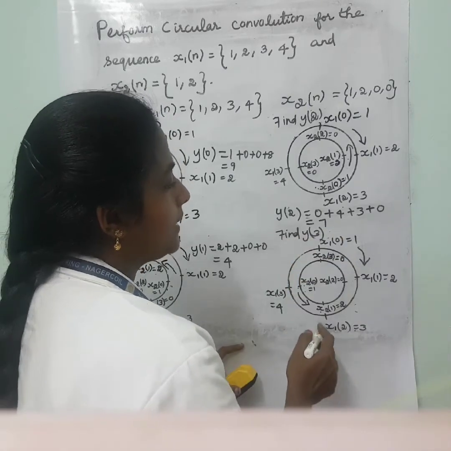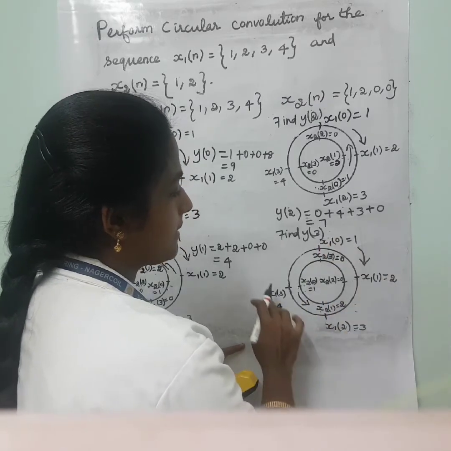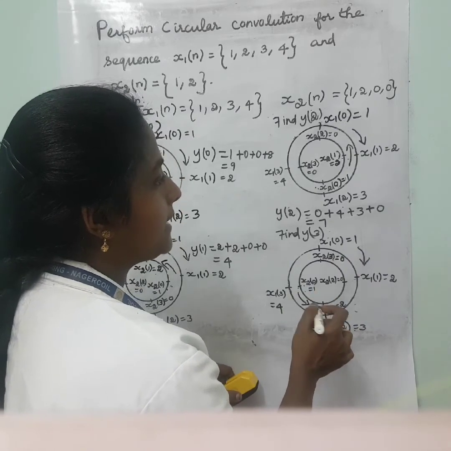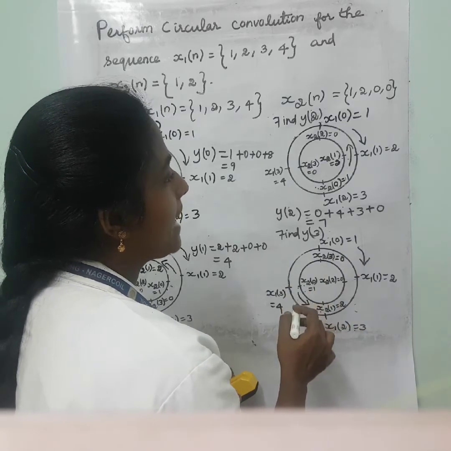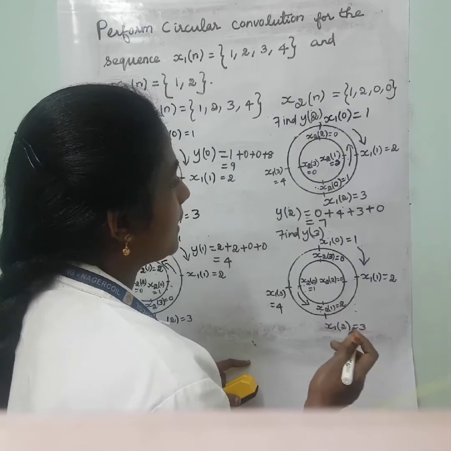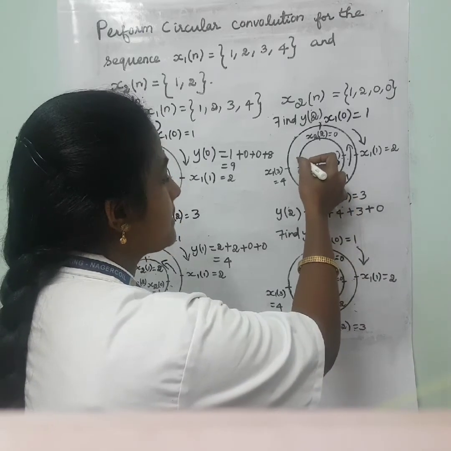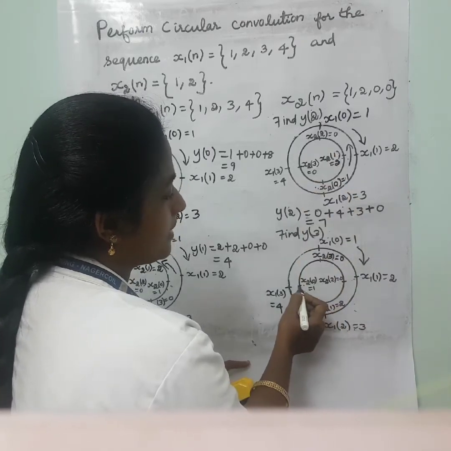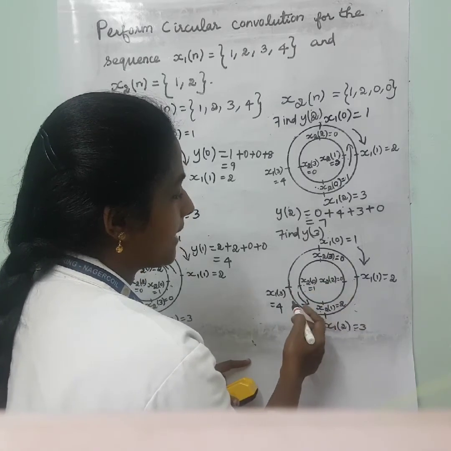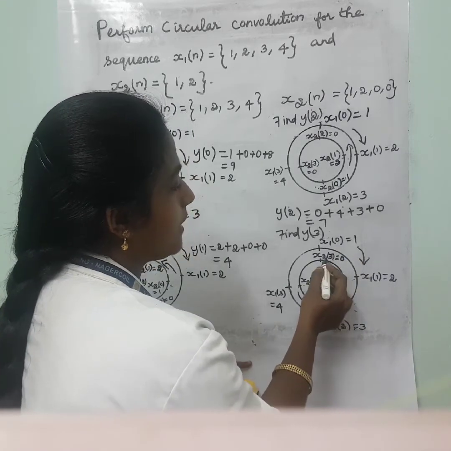That is, the x1 of n sequence in the outer circle should be plotted in clockwise direction, and the inner circle x2 of n sequence should be plotted in anti-clockwise direction, but the x2 of 0 value should be shifted one step forward. We already have it here. So when you shift one step forward, you will get here. So x2 of 0 will be here. Then you write the other values in the anti-clockwise direction.